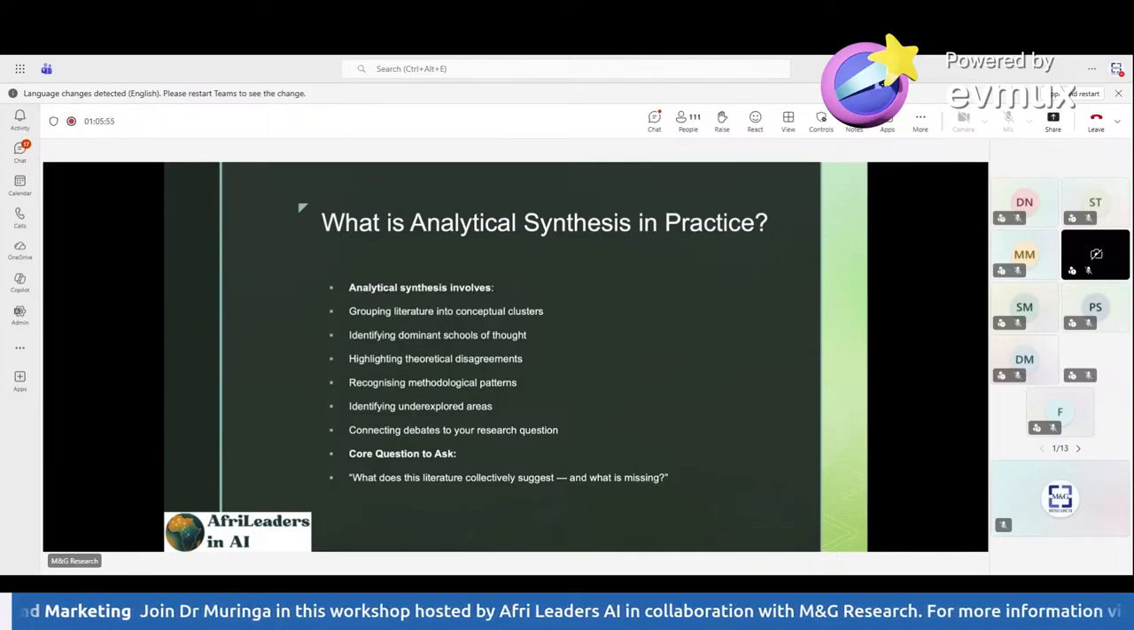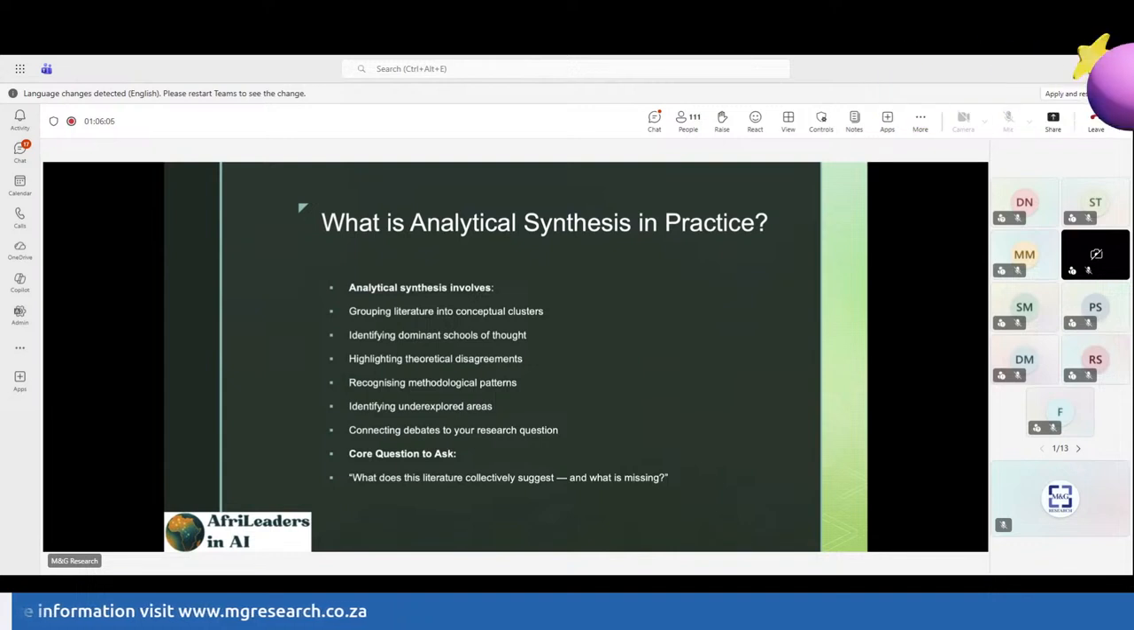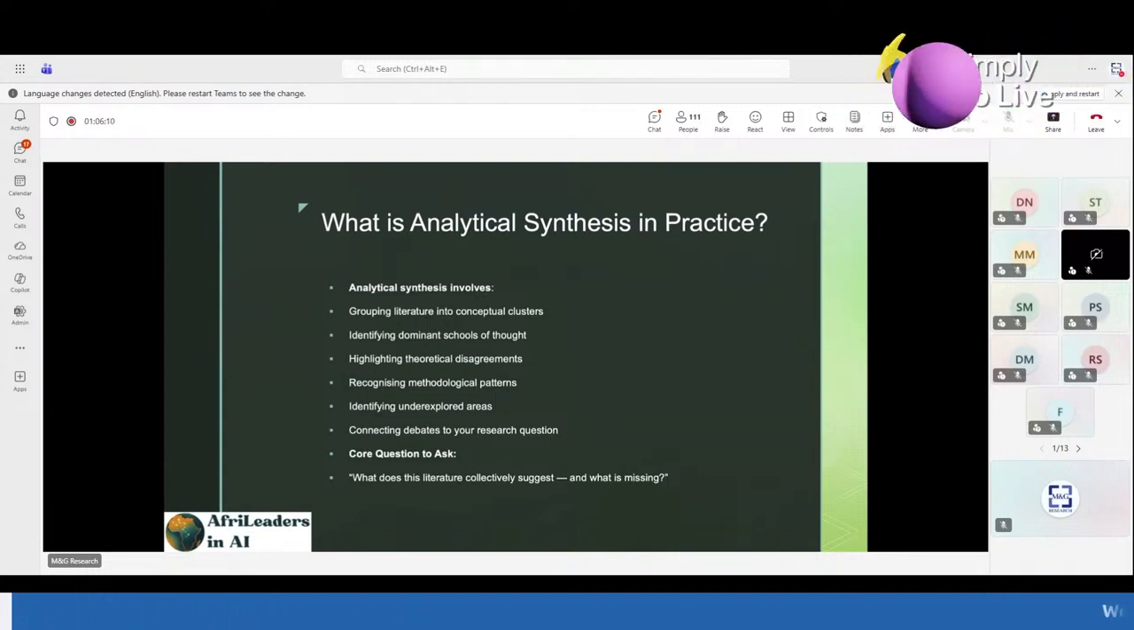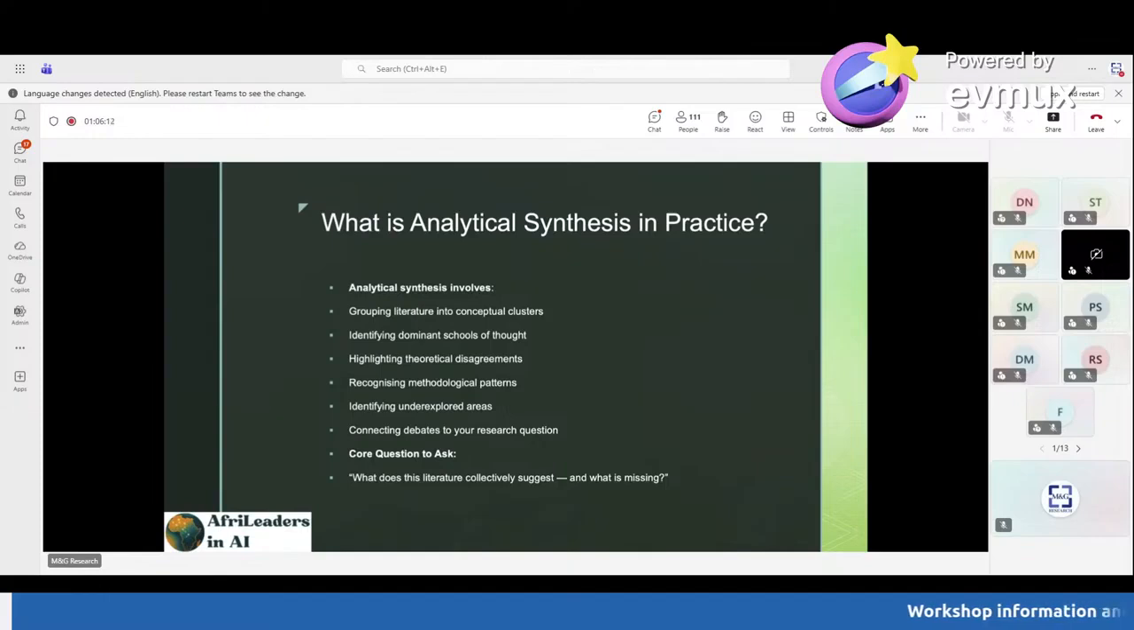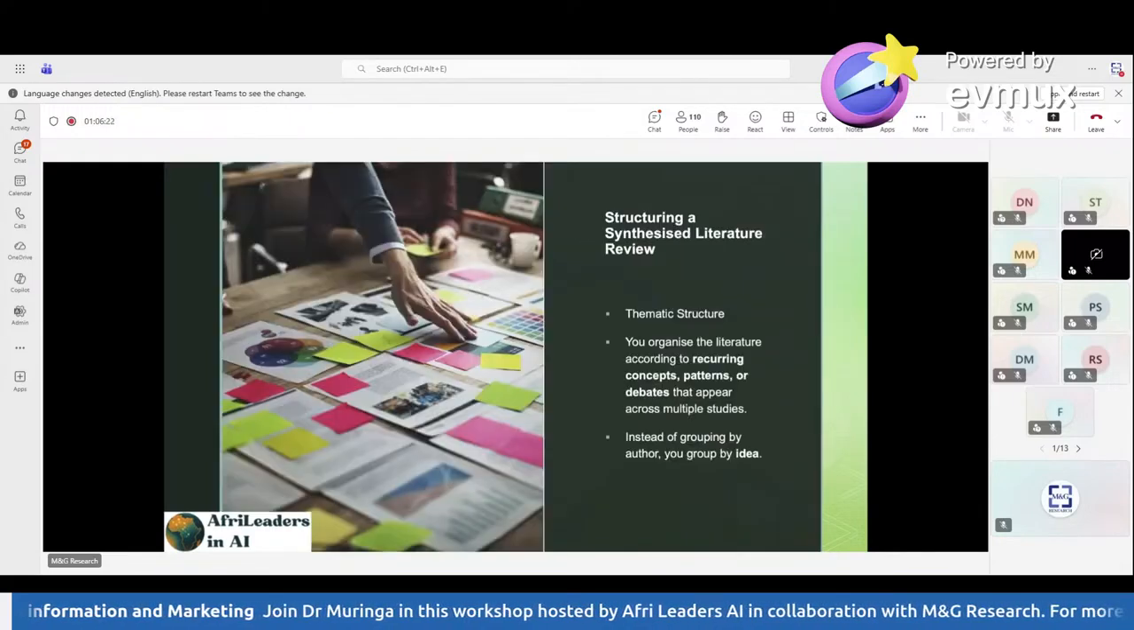So when you close your eyes, or when you're reading your work or your literature review, you need to ask yourself, what are we really saying here? What are they really saying? Not what they are saying, but what are they really saying? Beyond what I'm seeing, what is being said, what is being suggested, what can I deduce from this literature? Until you answer those questions in your literature review, it is more or less like a summary of what others have said, right?